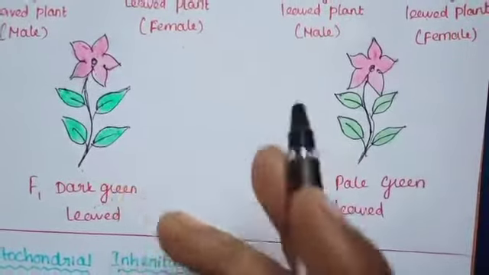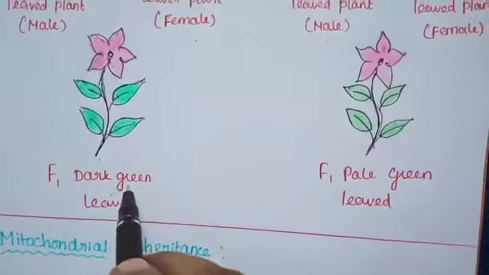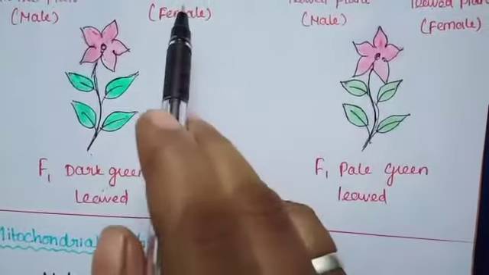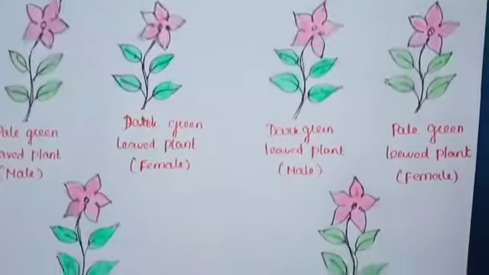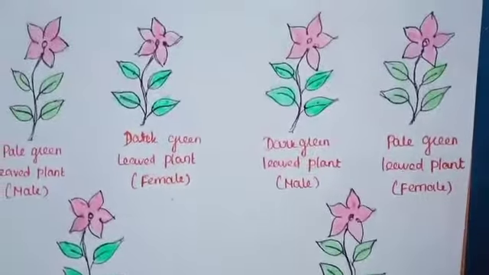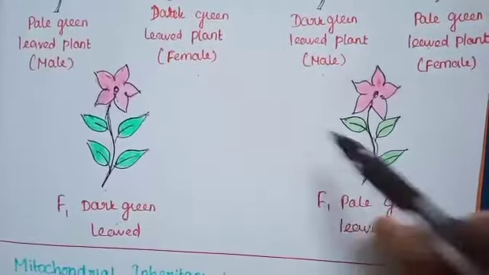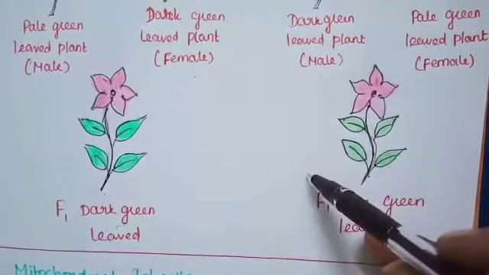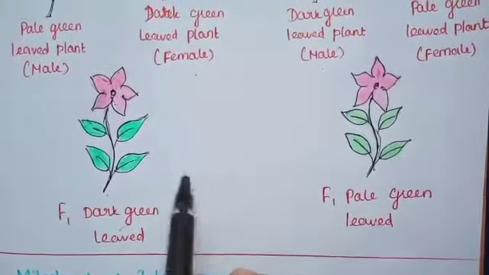In each cross, the F1 plant reveals the female character, which means the female plant. Here the female plant is dark green, so the F1 generation is dark green. Here pale green is the female character, so pale green leaved plants are expressed in the F1 generation. This is chloroplast inheritance. This inheritance is not through the nuclear gene, it is due to the chloroplast gene.